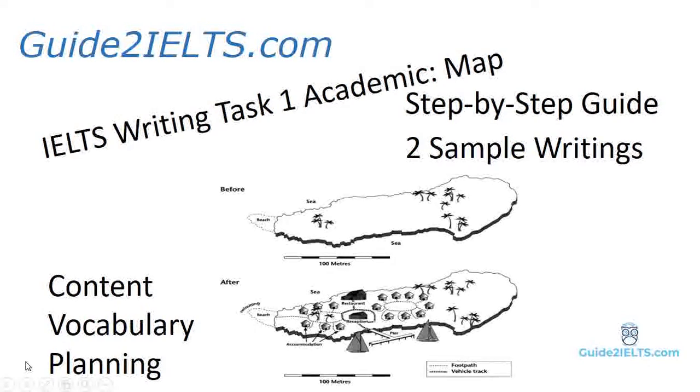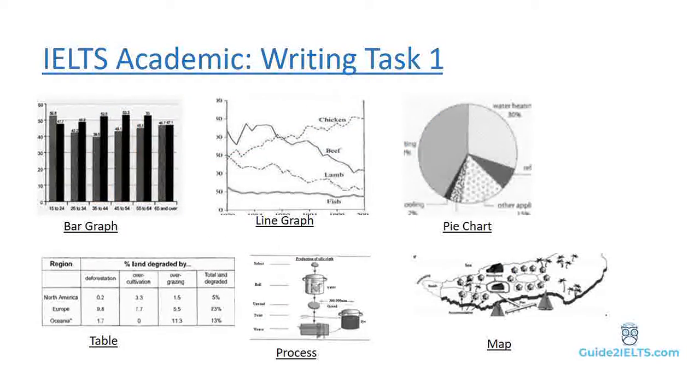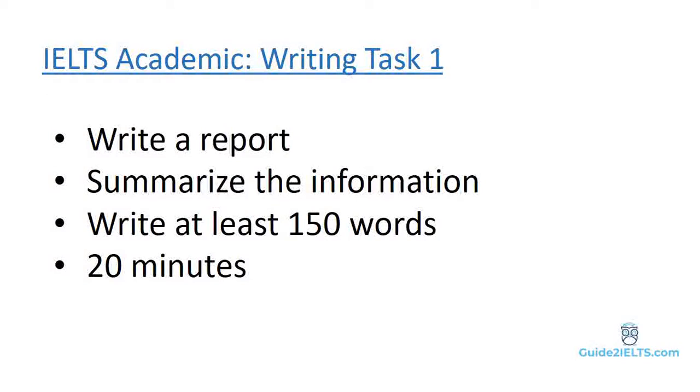In Writing Task 1 of IELTS Academic, test takers are asked to describe some visual information in their own words. It could be one or more bar graph, line graph, pie chart, table, process, map, or a combination of any of these. One needs to write a report by summarizing the information in the given illustration. The writing should be of at least 150 words and needs to be written in about 20 minutes.